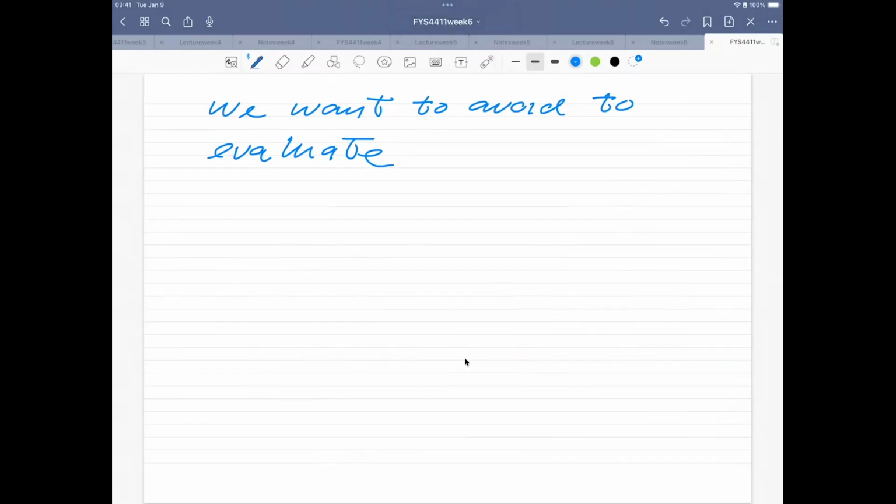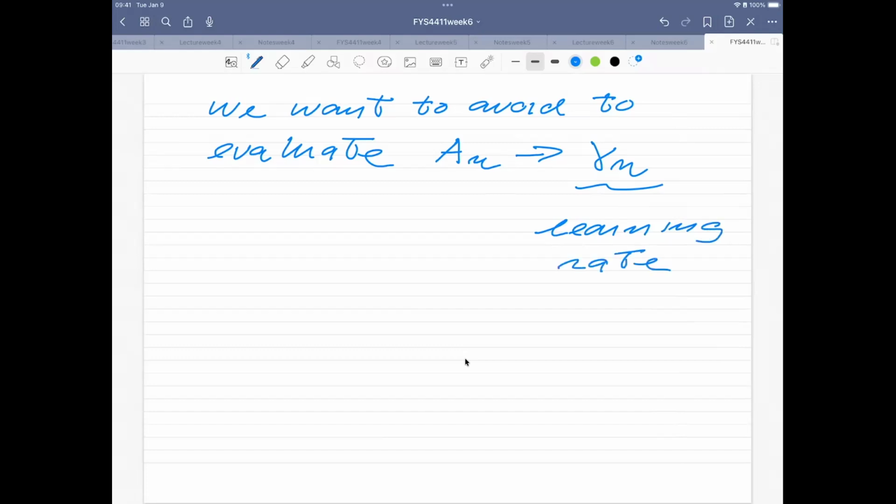So we want to avoid evaluating this A of n, and what is pretty common then is to replace A of n, the second derivative, with a constant. And this is normally called, in the literature, the learning rate. You're familiar with that, right?